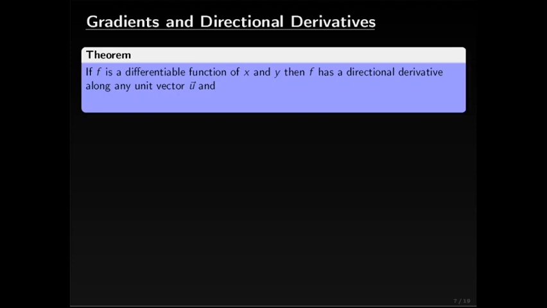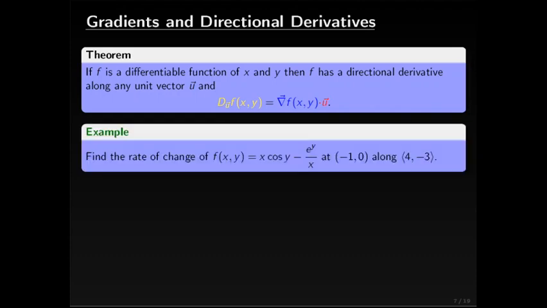We will now give the formula for the directional derivative using the gradient of the function at the point x, y. Here we have a differentiable function f and a unit vector u. To find the directional derivative of f, we simply compute the dot product given by gradient of f, or grad f, dot the unit vector u. For example, suppose you want to find the directional derivative of the function in the previous example at the same point of interest, negative 1, 0, but along the vector 4, negative 3.